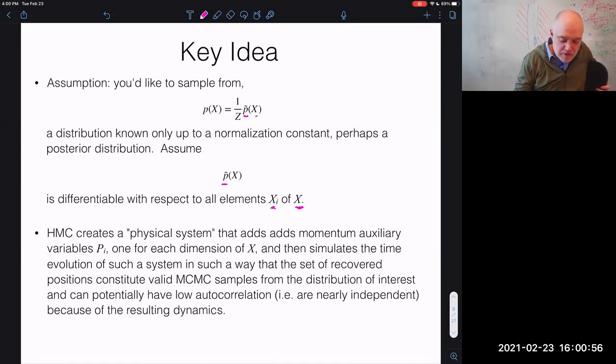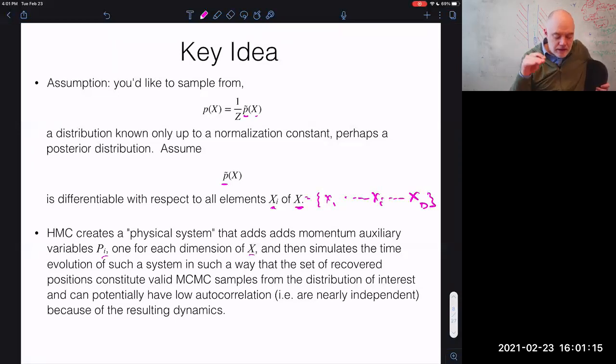So Hamiltonian Monte Carlo creates a physical system that adds momentum auxiliary variables pi, one for every dimension of x. Again, just x1, xi, up to xd.